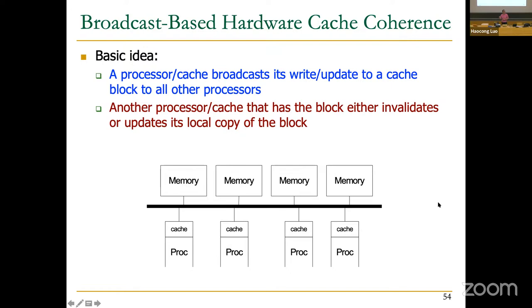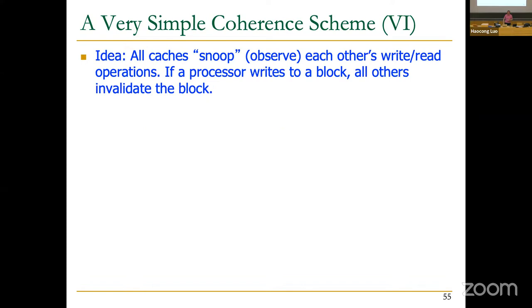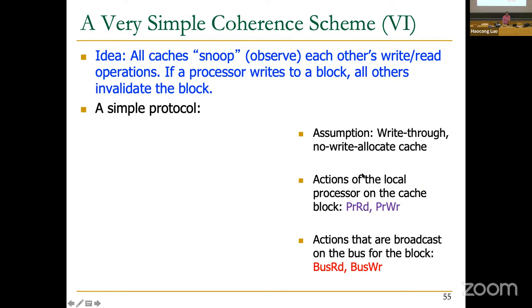So let me give you a very simple cache coherence scheme. I'm not going to go into the detail, but it implements whatever I said, basically. Whenever a processor writes to a cache block, it sends a broadcast message saying that I'm writing to the cache block, and everybody else invalidates the cache block if they have it in the cache. So all caches somehow observe each other's write and read operations. If a processor writes to a block, all others invalidate the block. So a simple protocol with some assumptions, you can study this on your own.